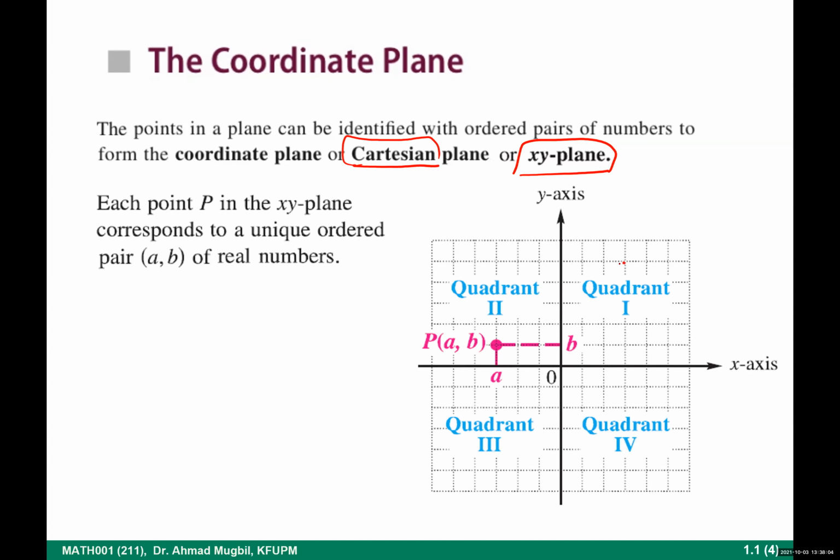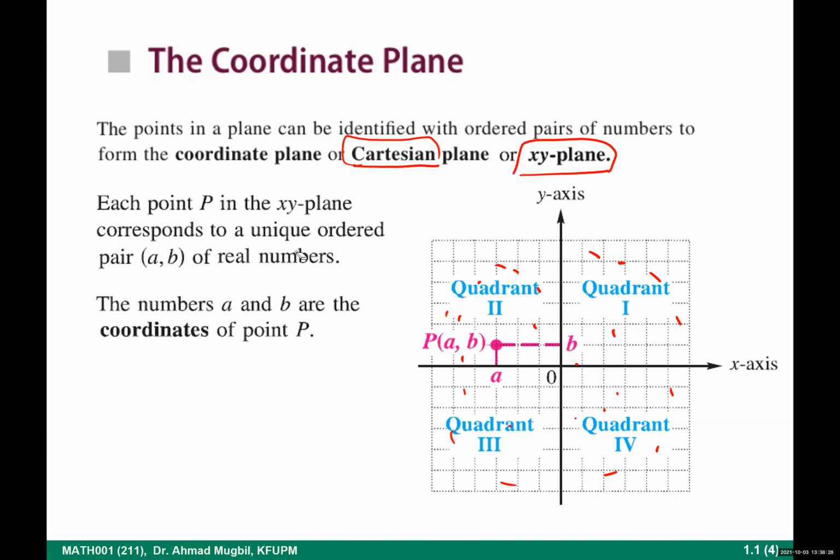Every point here in the plane corresponds to a unique ordered pair. Unique, there are no two points with the same coordinates. Ordered, why do they call it ordered? Because the order is important. A and B is different from B and A. They are different. Pair, because they are two real numbers.